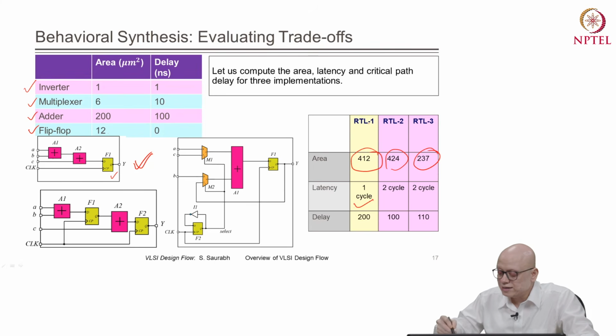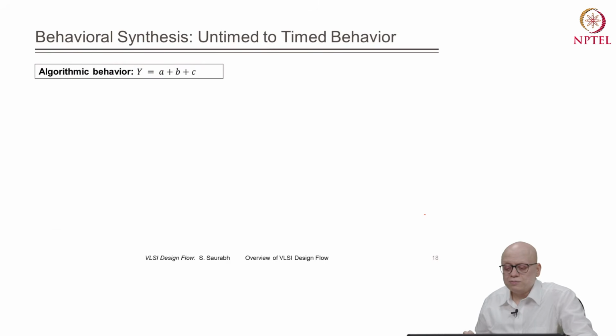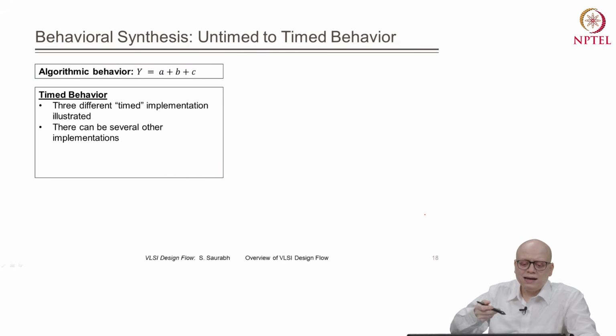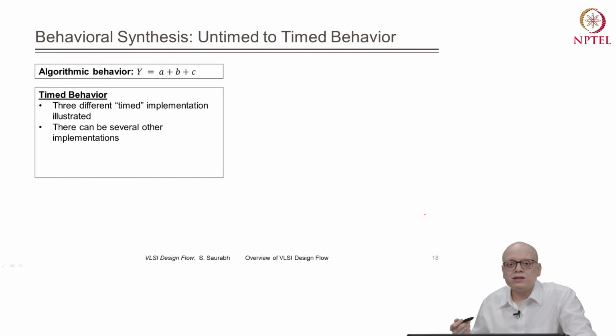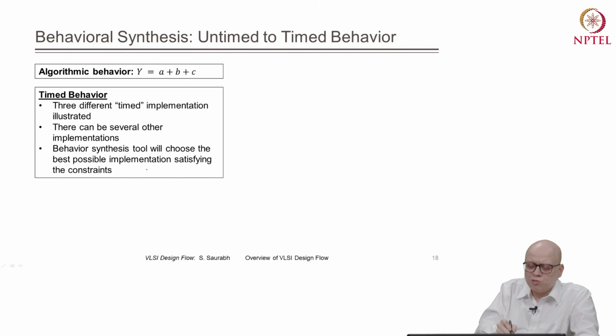We can compute the latency and the delay for each circuit, each implementation. Then what the behavior synthesis tool will do is that these are three kinds of timed implementation for the algorithmic description y is equal to a plus b plus c. Now there can be other implementations also. We have not considered all of them, only three we have chosen for illustrative purposes. Out of this, the behavior synthesis tool will choose the best possible implementation satisfying the constraints.